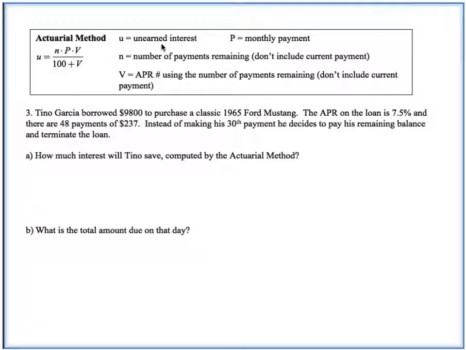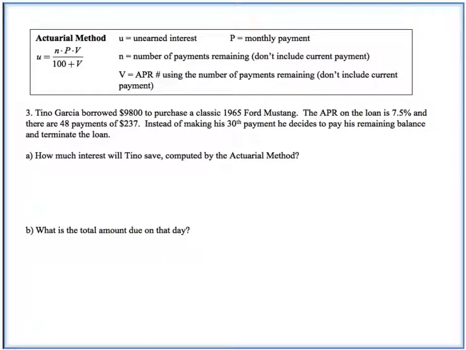Well, U is still the unearned interest. N is the number of payments remaining. So that's very similar to the k that we had been using before, so it can get a little bit confusing. Don't know why they changed that number, but it does change. P is going to be the monthly payment, and V is going to be the APR number using the number of payments remaining. So you don't include the current payment again, so using that N right there.